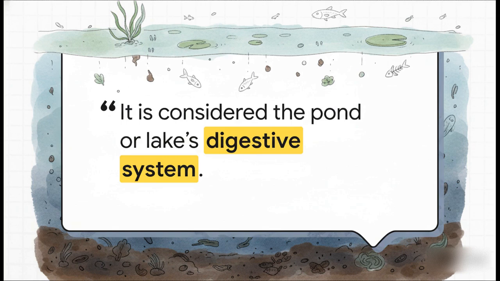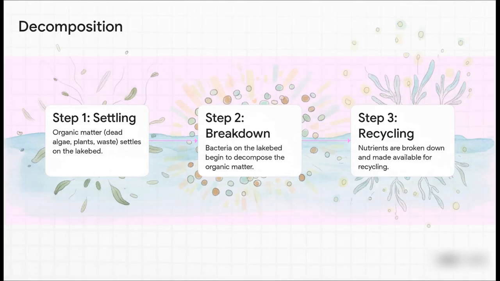Just think about it. Everything that dies in the water above, algae, plants, animals, eventually sinks and ends up right here, to be processed. And here's how that digestion works. First, all that organic material from above settles on the bottom. Then, this massive army of bacteria gets to work, decomposing it all. In the process, they break it down into simple nutrients, which are then available to be recycled back into the system.